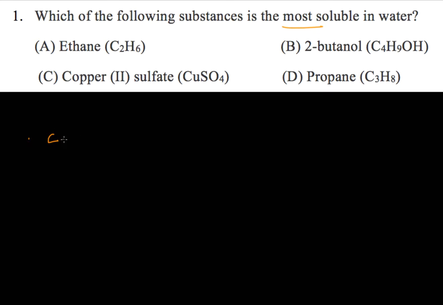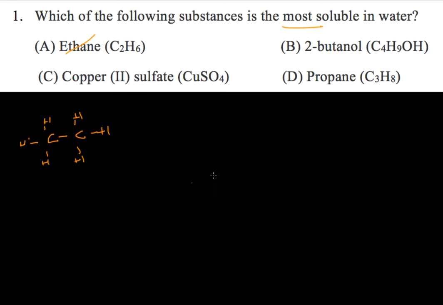Ethane, C2H6, will have 2 carbons and 3 hydrogens on each of these carbons. And it'll look generally like this. And this is not a polar molecule, so it can't be ethane.